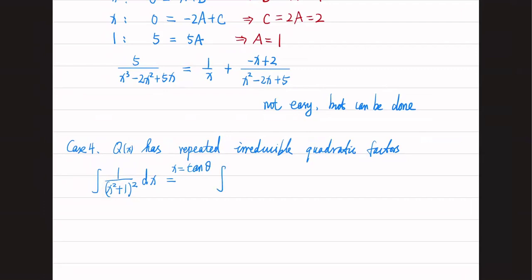If we use this, it will be secant squared of theta, then squared. And this will be secant squared d theta. Okay, cancel two of them. And secant is 1 over cosine. So this will be cosine squared. Now let's recall, how do we integrate this cosine squared? What method do we need?